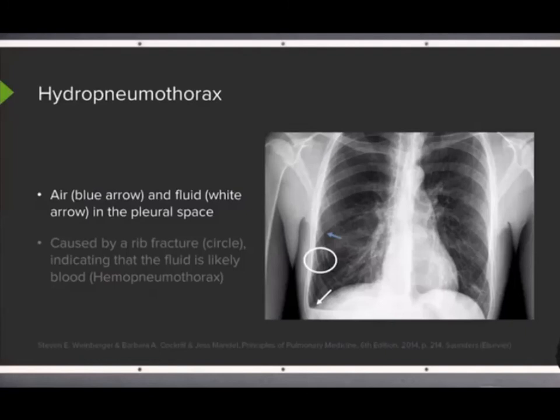So the pleural space can accumulate both air and fluid. A normal pleural effusion is also located within the pleural space. When you have a combination of both air and fluid, this is called a hydropneumothorax. In this patient, the pneumothorax is actually caused by a rib fracture, which you can see by the circle. And that indicates that this fluid is likely blood, which you can call a hemopneumothorax.